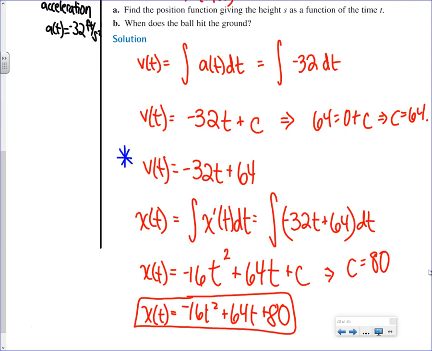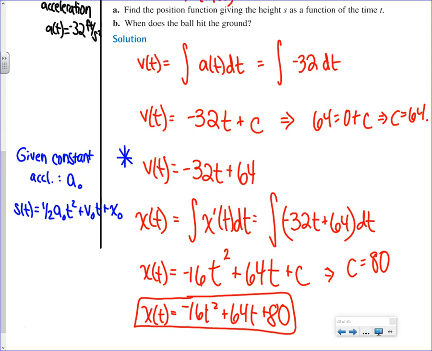There is a formula for physics. Given a constant acceleration in a free fall model, which they would normally symbolize as a sub naught, position is equal to 1/2 a sub naught t squared plus v sub naught t plus x sub naught: 1/2 constant acceleration times t squared, plus initial velocity times time, plus initial position. Is that what ended up happening in our equation? 1/2 of gravity was negative 16, initial velocity was 64, and initial position was 80.